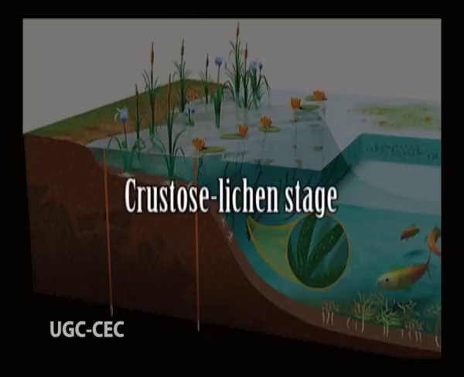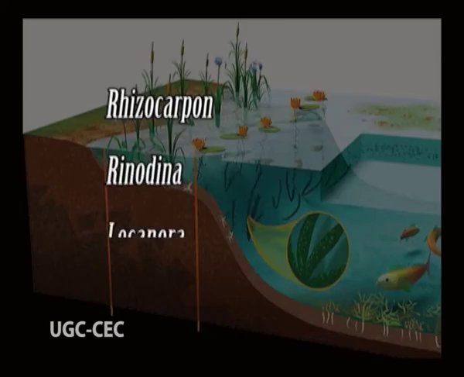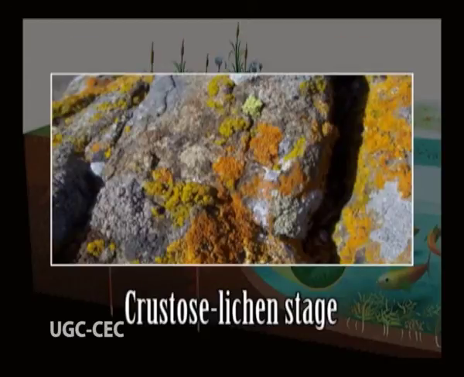Crustose-lichen stage. The soil is absent for the complete penetration of roots. Blue-green algae and lichens are the pioneer species. In cooler climates, crustose lichens like Rhizocarpon, Rinodina and Lecanora are the common pioneers. They produce acids which bring about weathering of rocks. The dead organic matter of algae and lichens becomes mixed with the small particles of rocks to form a thin layer of moist soil on the rocks.